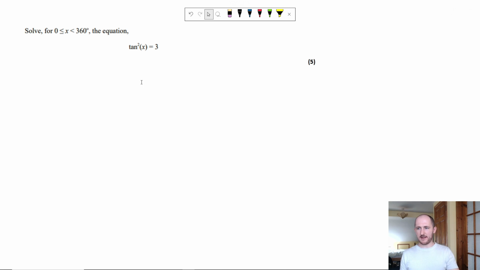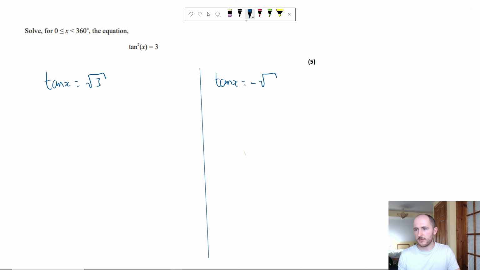So this is where we're going to have to split our page in twain. So split it in half, approximately down the middle. We have tan x equals positive root 3, and we have tan x equals negative root 3.